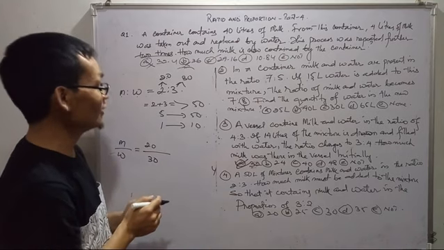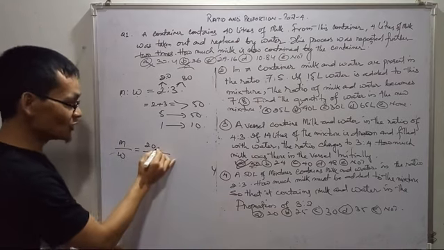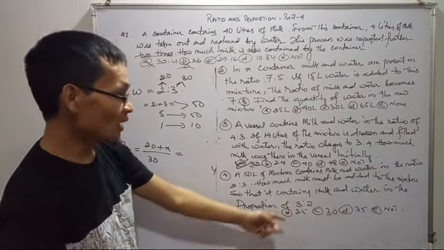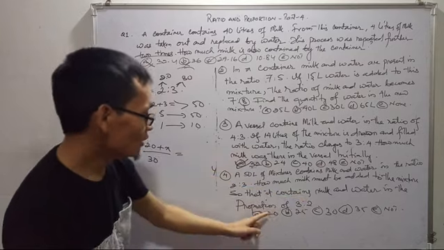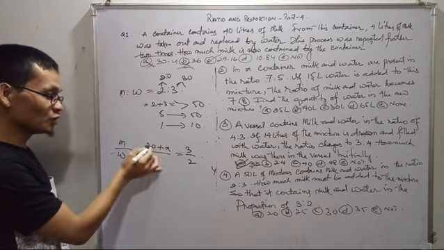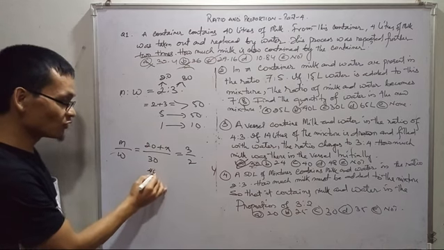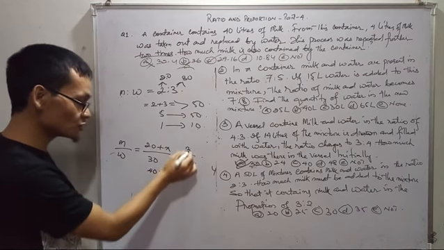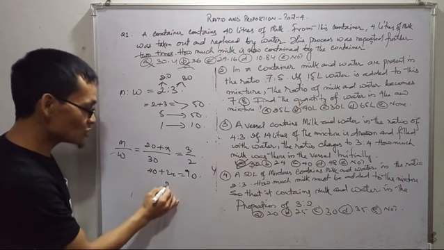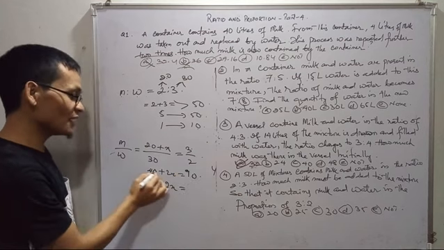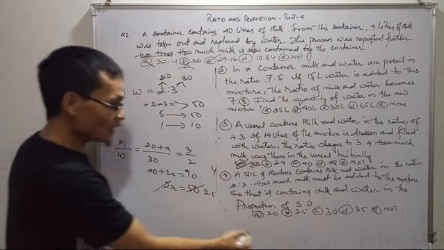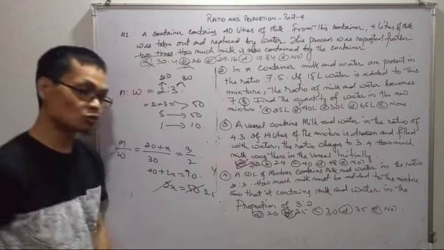The milk to water new ratio is 3 is to 2. So 2 into 10 is 20, plus x, so 20 plus x is equal to 3 into 30 is 90. 2 into 20 is 40, so 40 plus 2x is equal to 90. 2x is equal to 90 minus 40 is 50, so x is equal to 25.